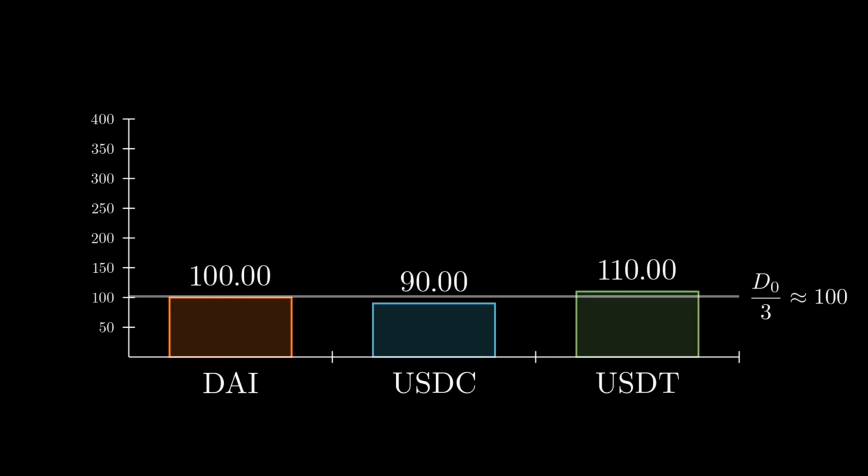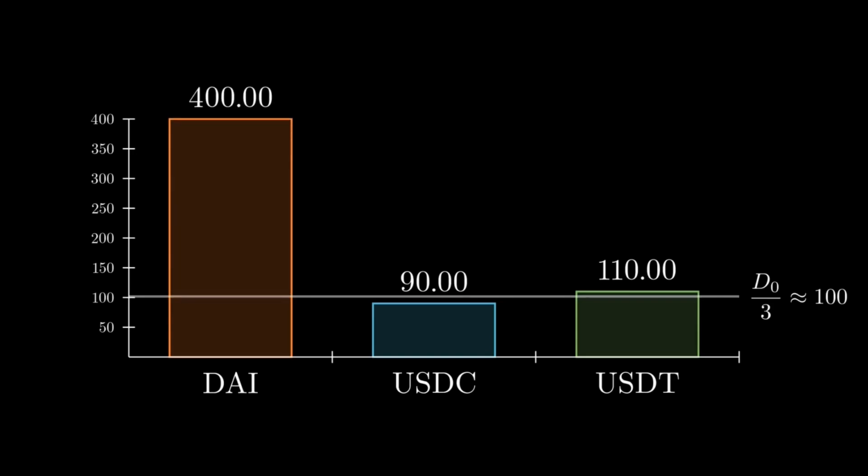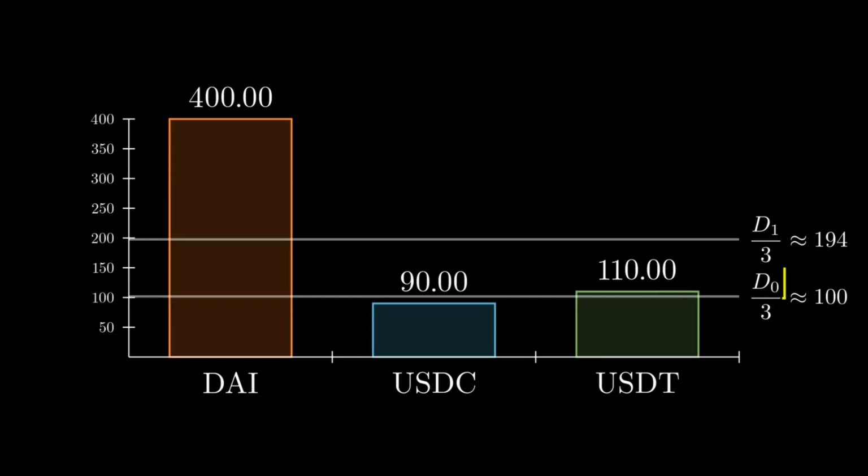Now to go through an example of imbalance fee, let's say that we added 300 DAI. So now the token balance of DAI is 400. When the pool is perfectly balanced with these new token balances, we should roughly have D1 over 3 amount of tokens. So the pool will approximately have 194 DAI, USDC, and USDT. The imbalance fee is calculated by taking the difference of the actual balances of the tokens with what Curve calls ideal balances. These ideal balances are calculated by comparing D1 and D0, liquidity before making some kind of change, and liquidity after making some kind of change.